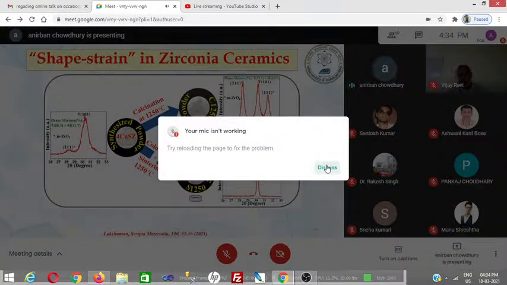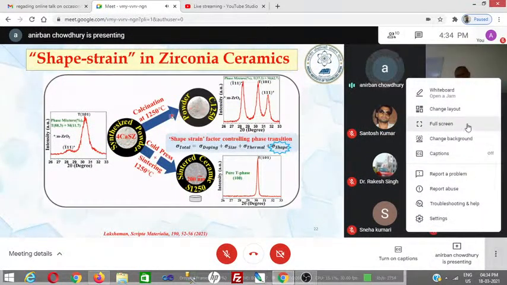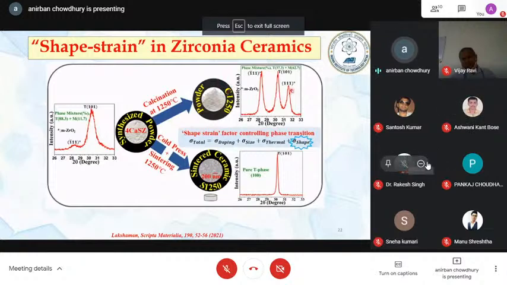Don't make it a pellet, don't give it a shape. Okay, just calcine the powder at the same sintering temperature. What you get? You get 63% monoclinic. Okay, so what does it mean?